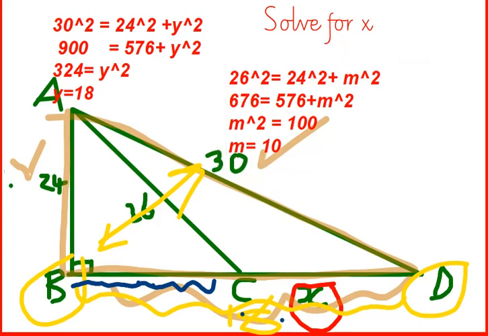So let's quickly fill it in. That is our m, and it's equal to 10. So if we have 10 and the whole distance there is 18, then we say 18 minus 10 is 8. So our x is equal to 8. So let's write that down.